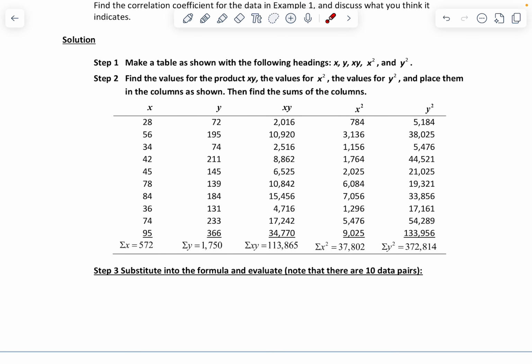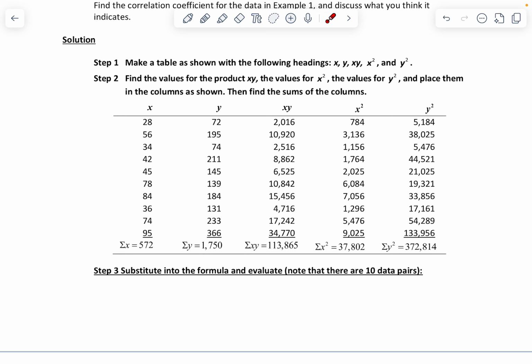So step 1, we need to make a table as shown with the following headings: x, y, xy, x squared, and y squared. Step 2, find the values for the product xy, the values for x squared, the values for y squared, and place them in the columns as shown. Then find the sums of the columns. So here are my columns. I have 5 columns. My x and my y columns are just my raw data. So x here represents the number of beds, and y represents the number of personnel for each hospital. So this is just my raw data.